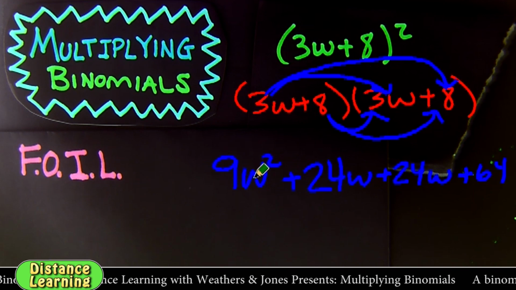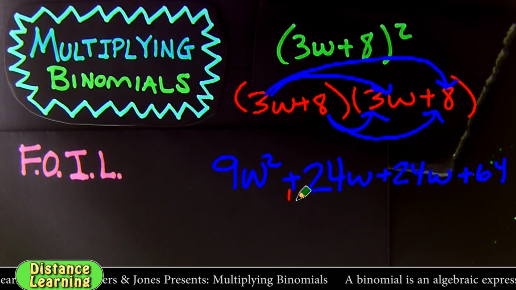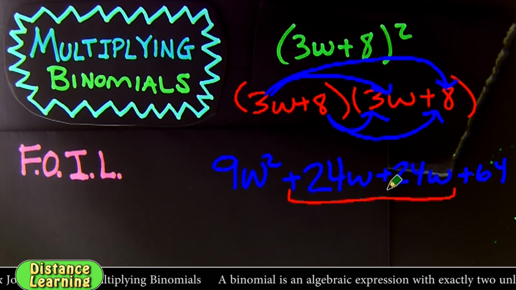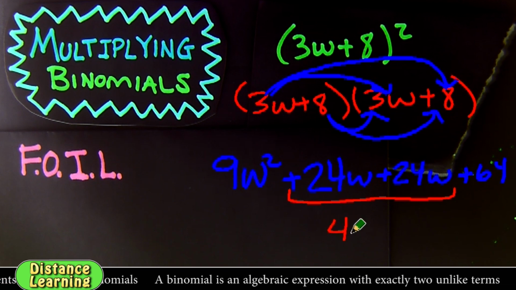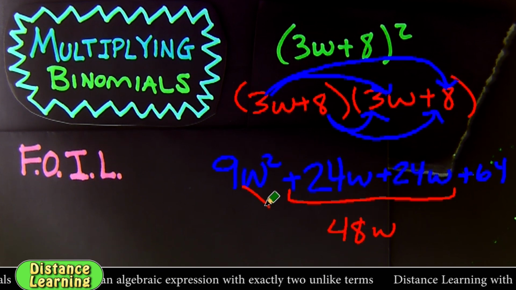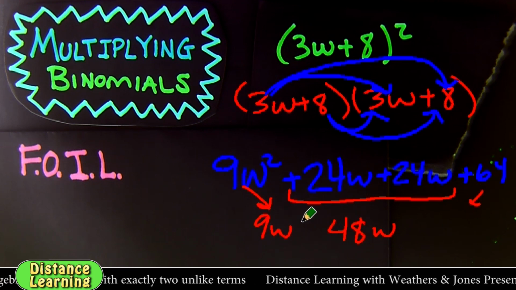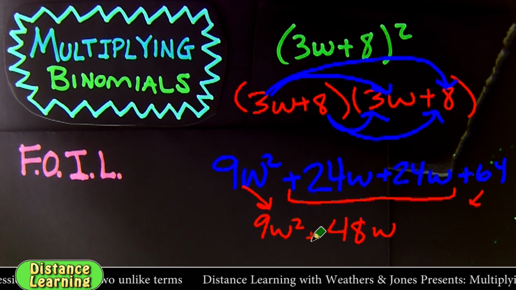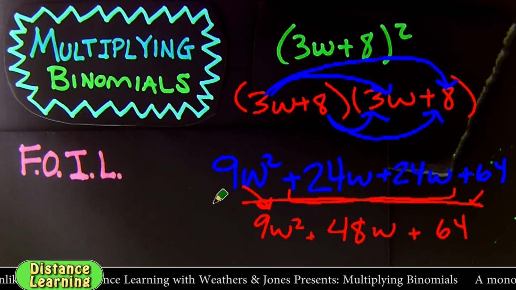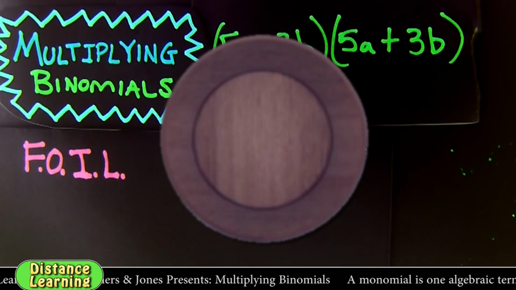All right, there's 1, 2, 3, 4 pieces, but don't forget we've got to combine. Usually the middle two can be combined. So 24 plus 24 makes 48 w's. And we'll bring this down, and then we'll bring this down, and our answer will be 3 pieces. That is a trinomial answer.